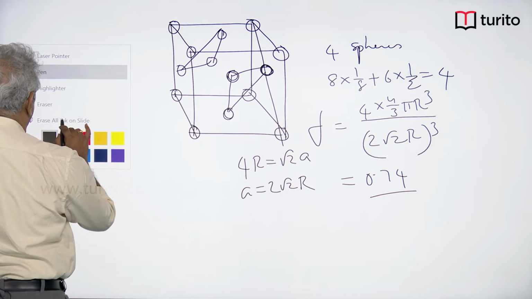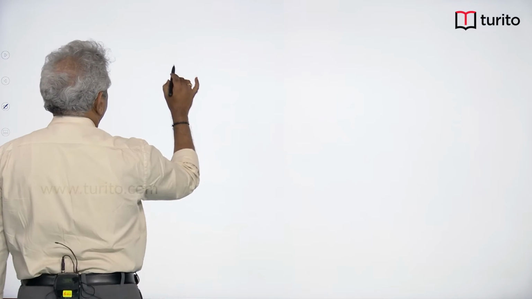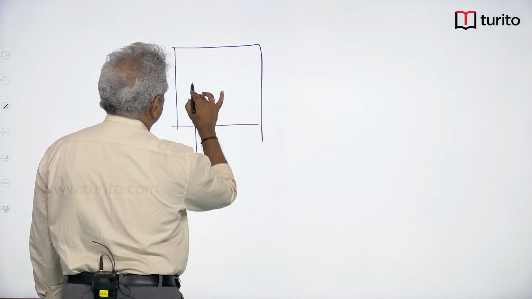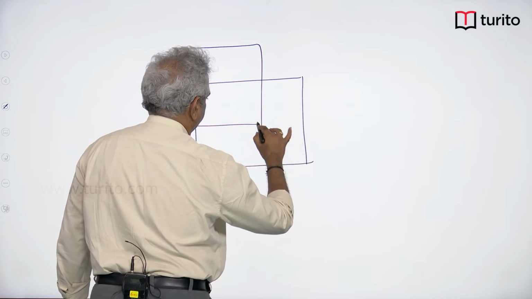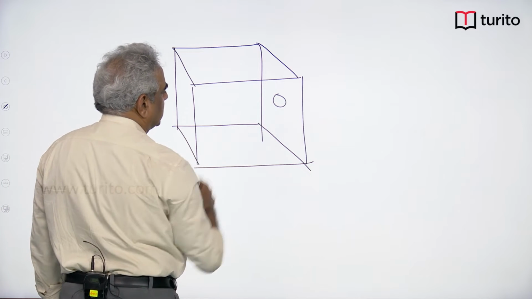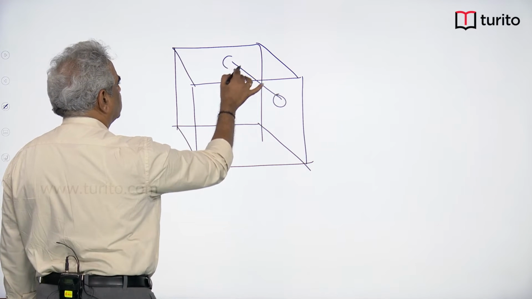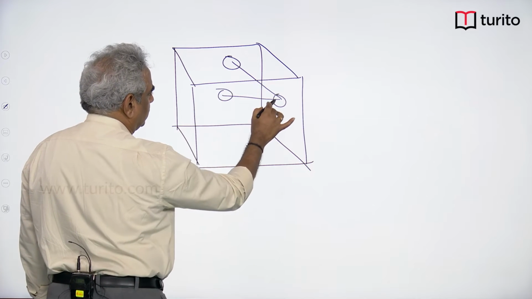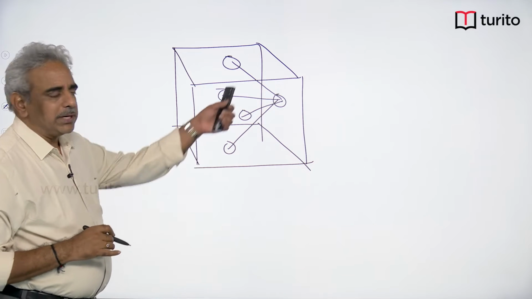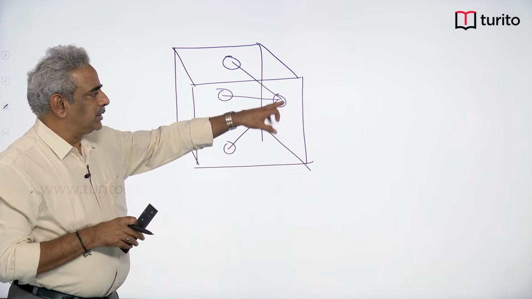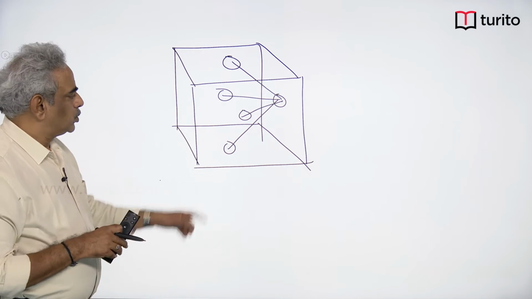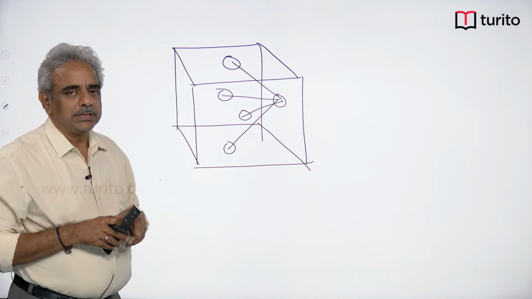Let us again freshly draw. We need a lot of patience to understand all this. So, if I select this face center atom, this will be in contact with the top face center atom, back face center atom, bottom face center atom and front face center atom. All the 4 face center atoms it will be in contact with, because this face is adjacent to the top face, bottom face, back face and front face. So, all the 4 atoms will be in contact with this.